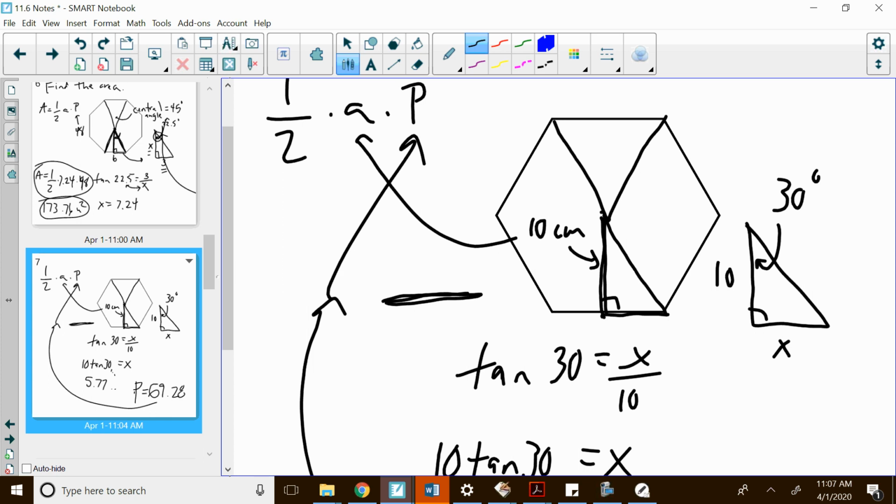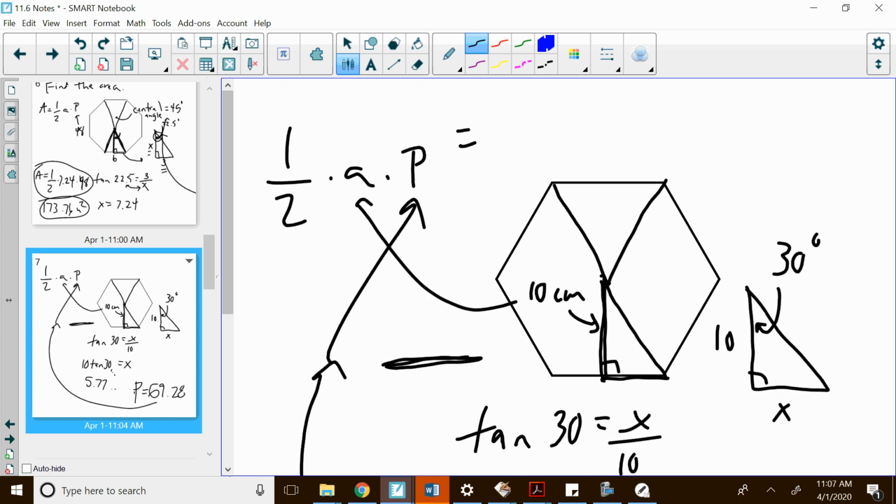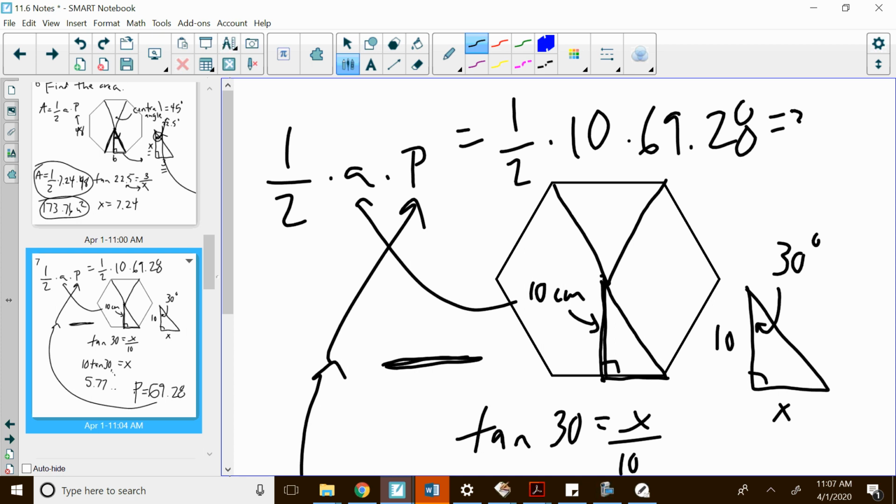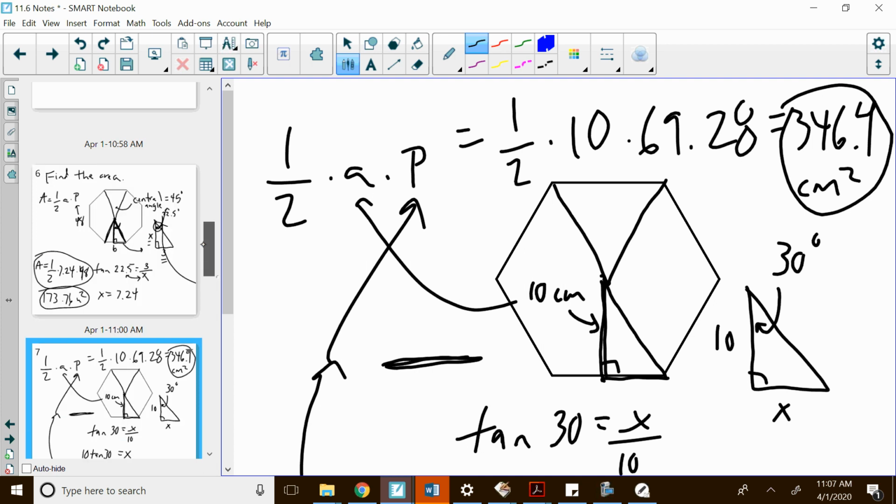Boom. Okay, and our final answer is going to be 1/2 times 10 times 69.28, and that's 5 times 69.28, which is 346.4 centimeters squared.